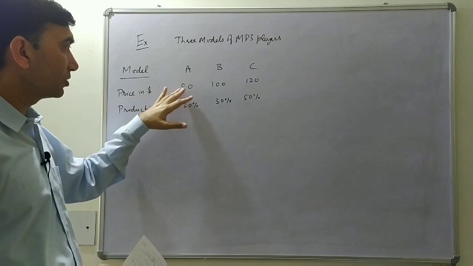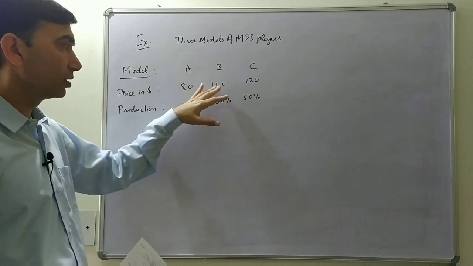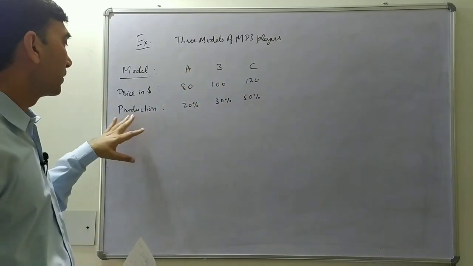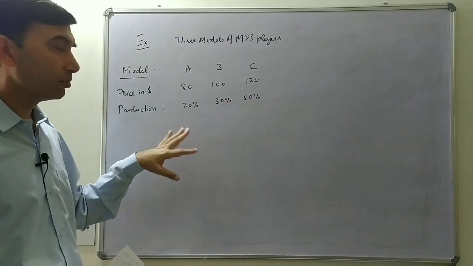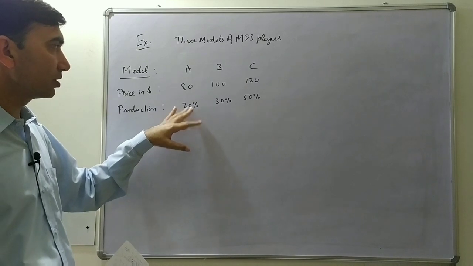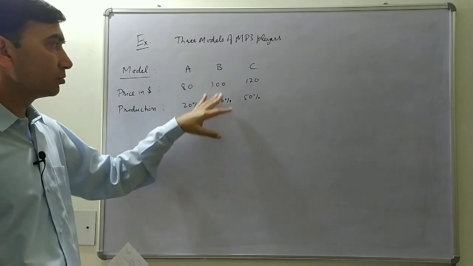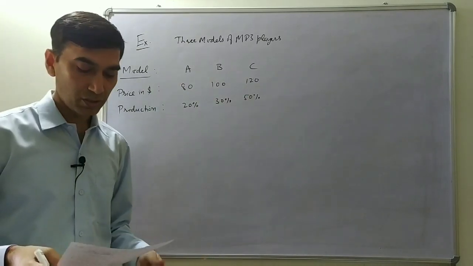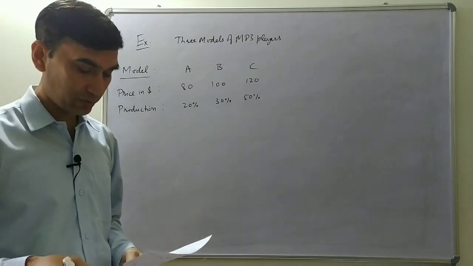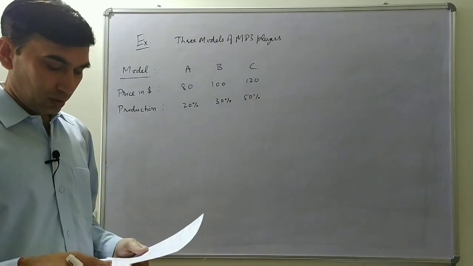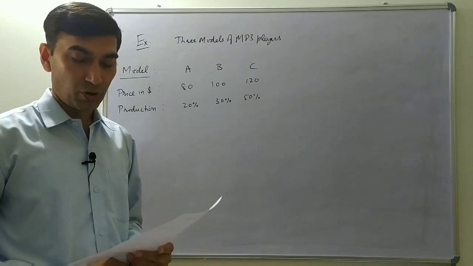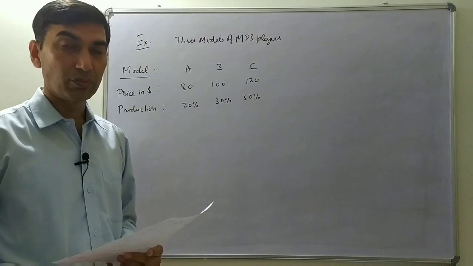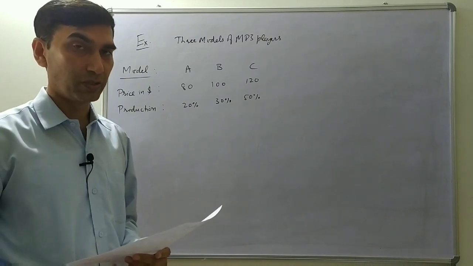These are prices for each model, $80, $100 and $120. And these are the output production from the company. Okay, means the company manufactures 20% model A, 30% model B and 50% model C MP3 players. Now, first question is, what is the probability distribution of the price of MP3 players?